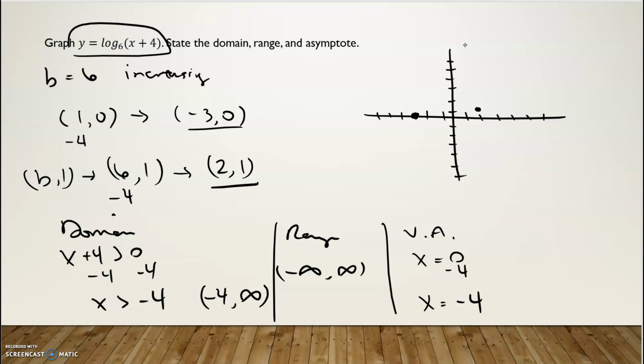Okay, at x equals negative 4, I have a vertical asymptote. So here's x equal to negative 4. And I know that this function is going to be increasing, so it should look something like this right here. Okay, and then notice our domain goes from negative 4 to infinity. Our range goes from negative infinity to positive infinity. And we have the vertical asymptote as x equal to negative 4.